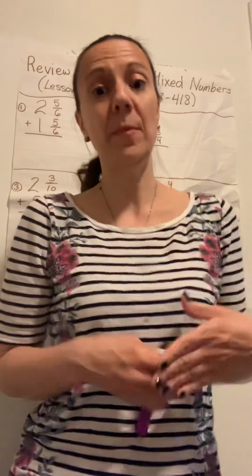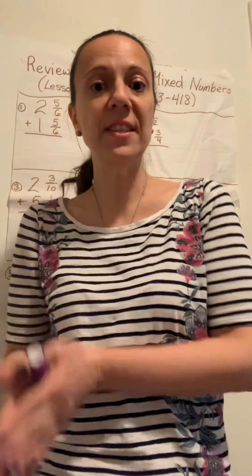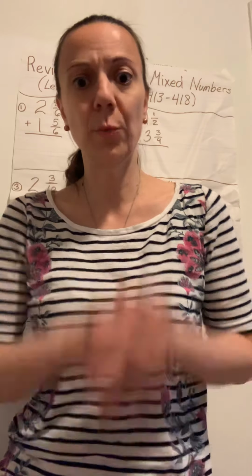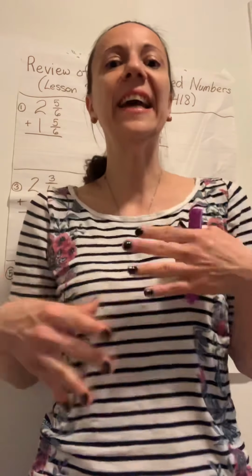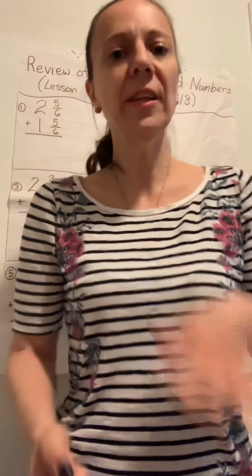Once I have common denominators, or change them into something with a common denominator, then I can add. And I want to add the fractions together, and I want to add the mixed numbers, the whole number part together, and then I can come up with my total sum. So let's just see how this works.